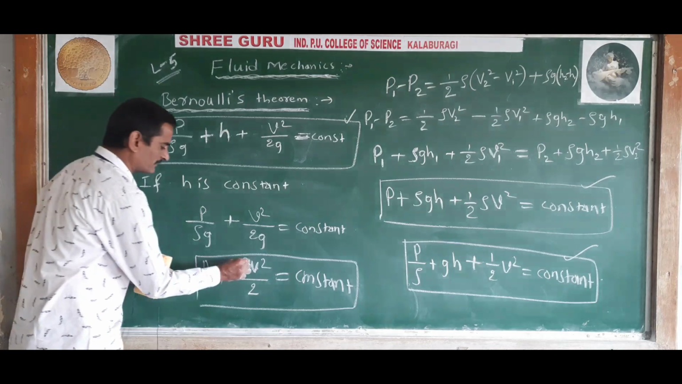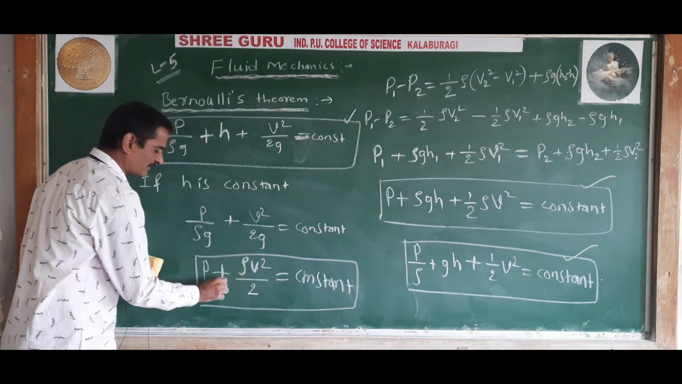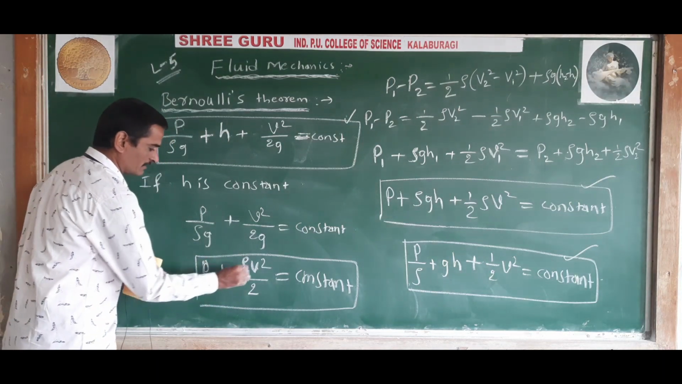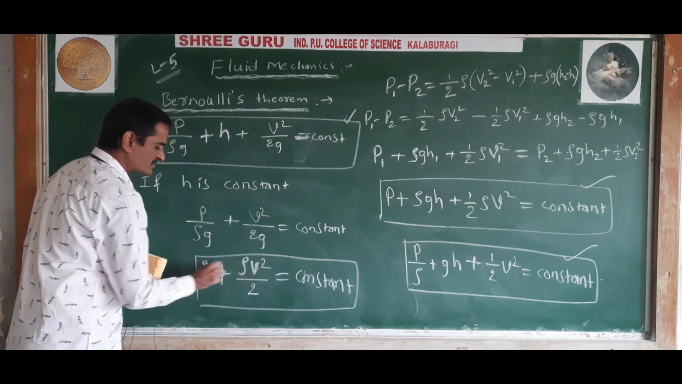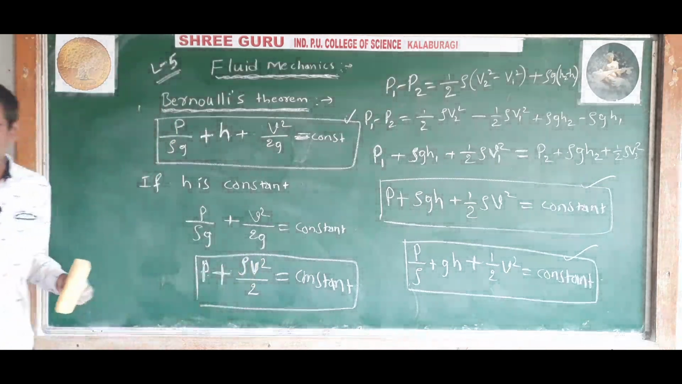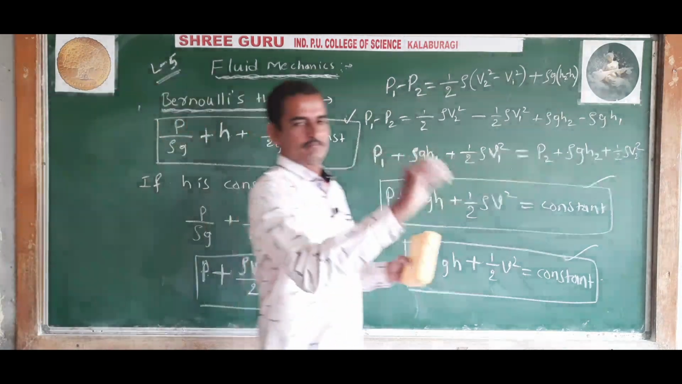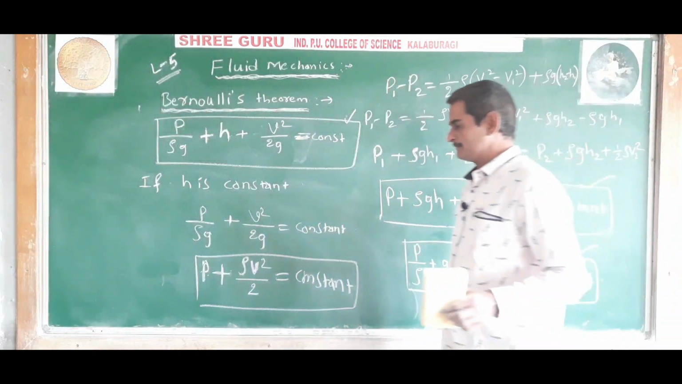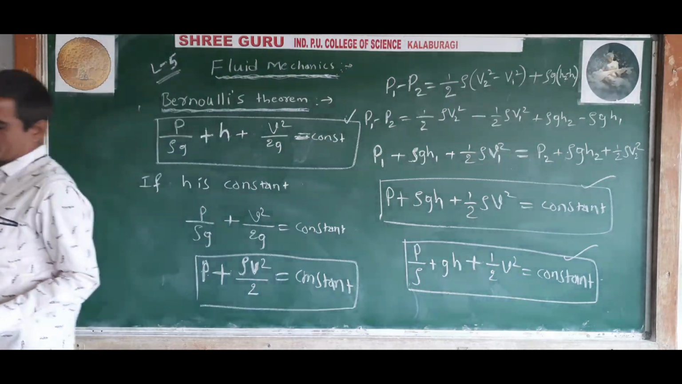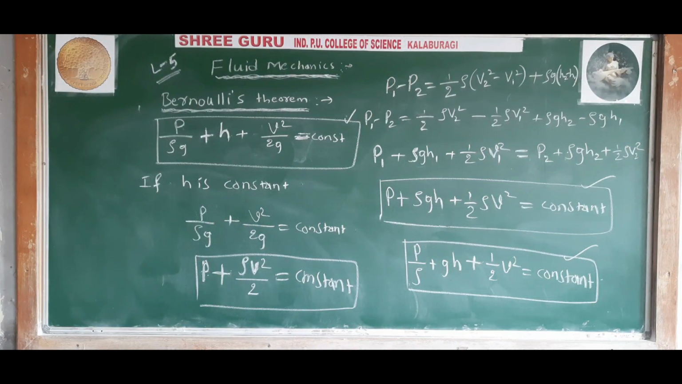Now, the liquid considered is incompressible, that is, density is constant. So, it is pressure and velocity. The pressure and velocities are related according to Bernoulli's theorem. Understand this relation very carefully. Pressure and velocities are related by using Bernoulli's theorem.